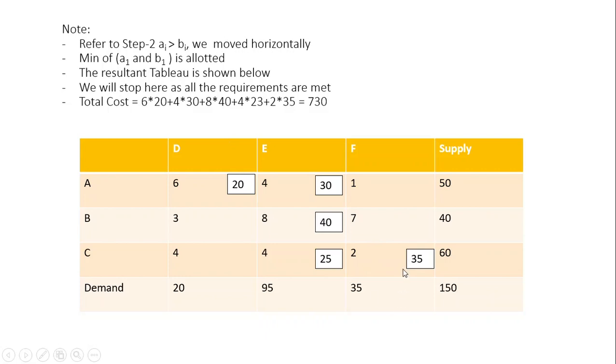When we reach this point, we have to stop, because all the requirements have been met and we cannot go further; the solution is completed using the northwest corner rule. The minimum cost suggested is 730. These are the routes we would be using: 6 into 20, 4 into 30, 8 into 40, 4 into 25, and 2 into 25, that is 730.